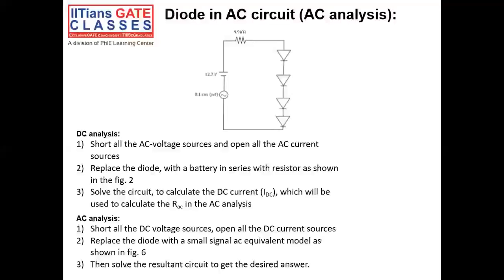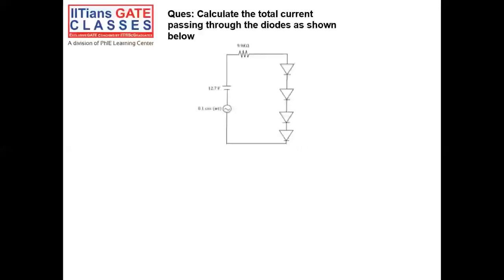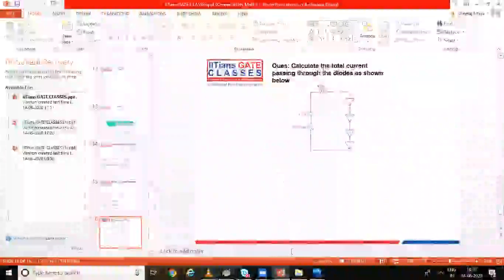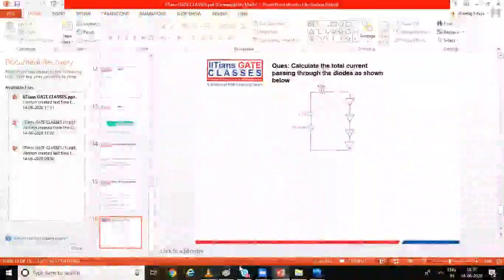So here we have discussed all the steps to solve circuits of the type diode in AC circuit. Now we have the same example and we will solve this question for better understanding. I will solve this question step by step. First, I will do the DC analysis for this question.